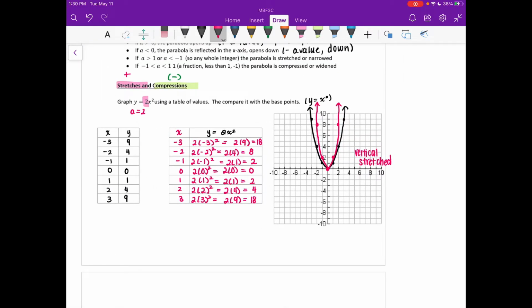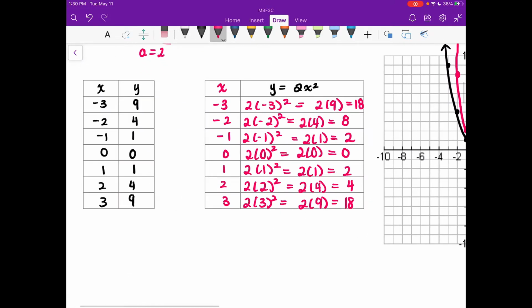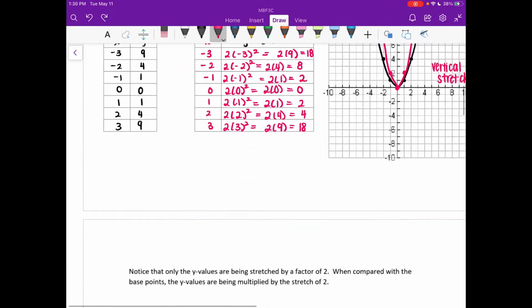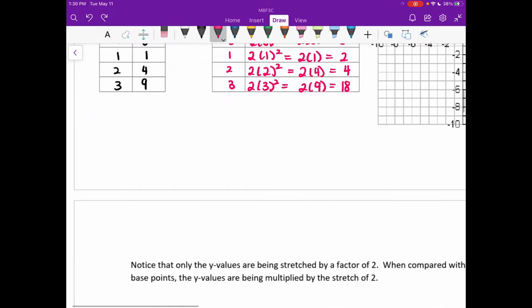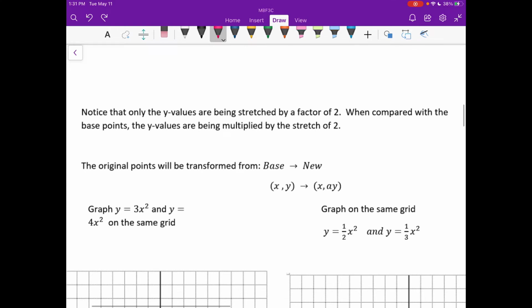If we look at our points, over here at our y values, you'll notice that for your base function, your y values are 9, 4, 1, 0, 1, 4, 9. And if you compare them, to go from 9 to the new one, which is 18, 4 to 8, 1 to 2, and so on, you have to just multiply by 2. Right? You'll notice that only the y values are being stretched. We left our x values alone. We didn't do anything new to them. Only the y values changed.